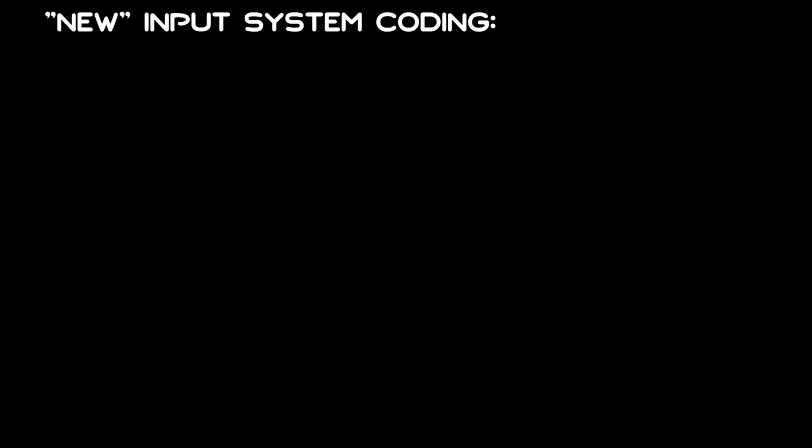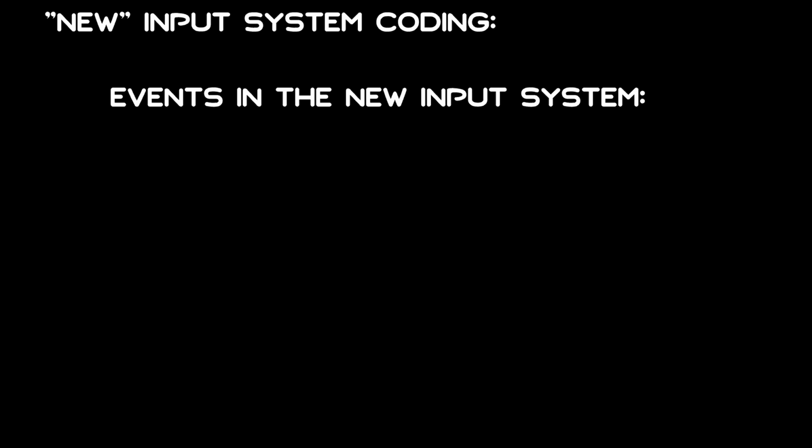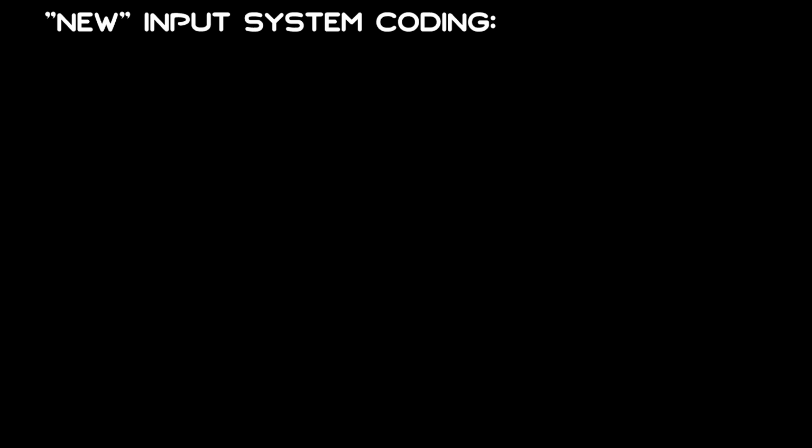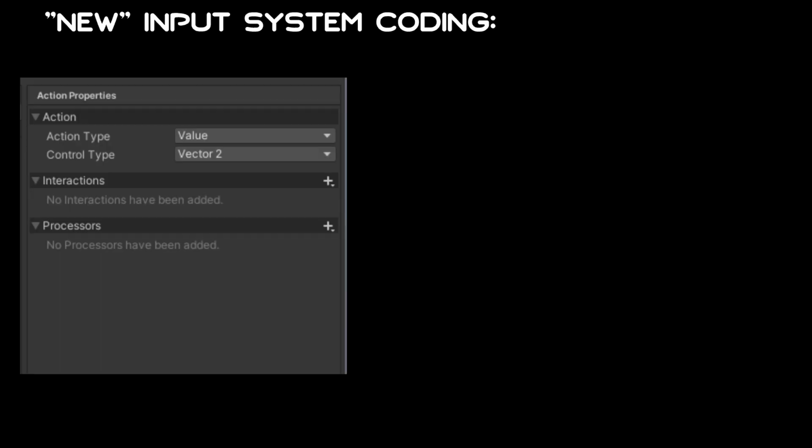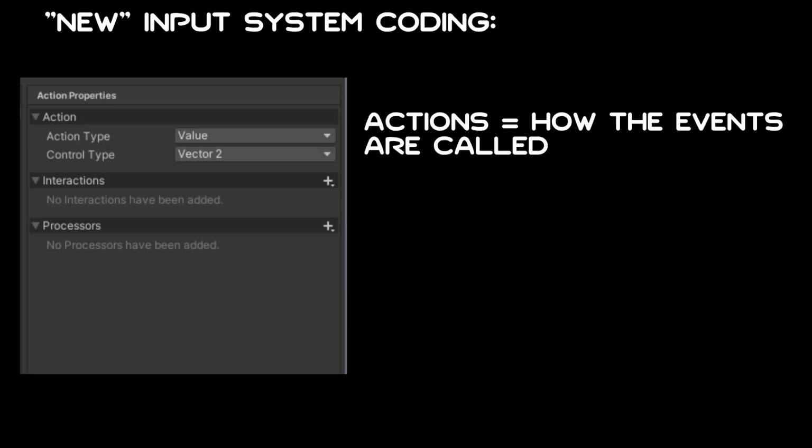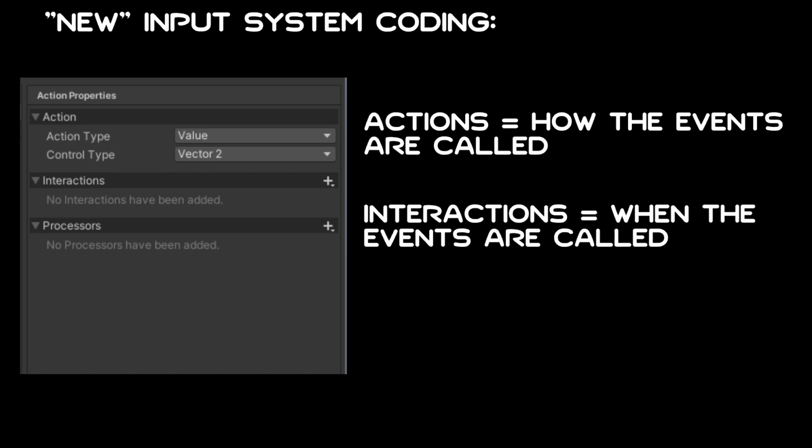Instead, we have to subscribe one of 3 events our action has to the function we want it to activate, those events being started, performed, and cancelled. Those 3 events are actually driven by how you configured the action earlier, with the action setting being how the events are called, and the interactions part being when the events are called.